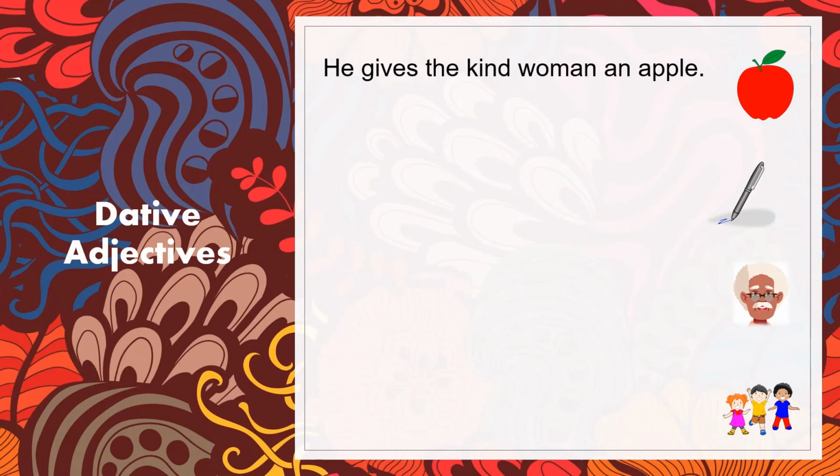He gives the kind woman an apple. So, to whom? To the kind woman. So that will be in dative case. Он дает доброй женщине яблоко.